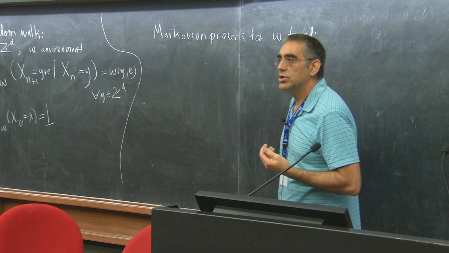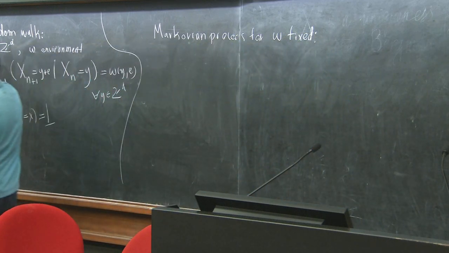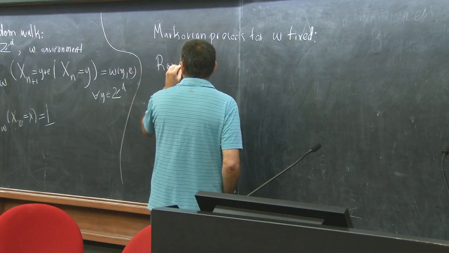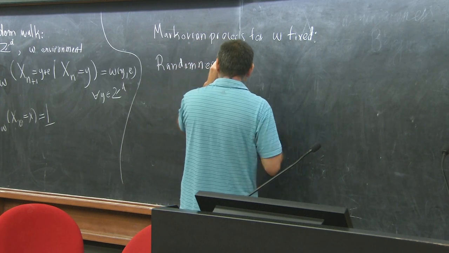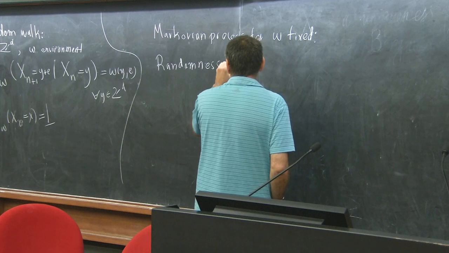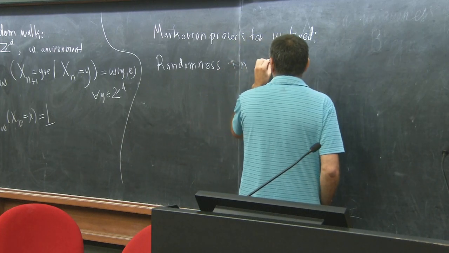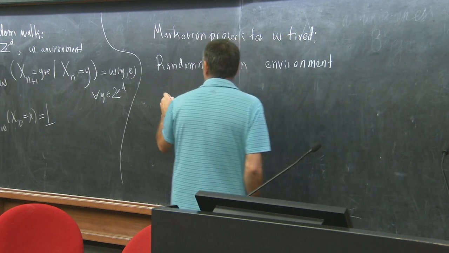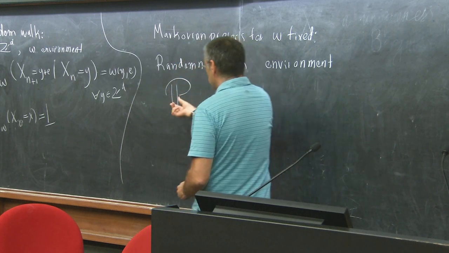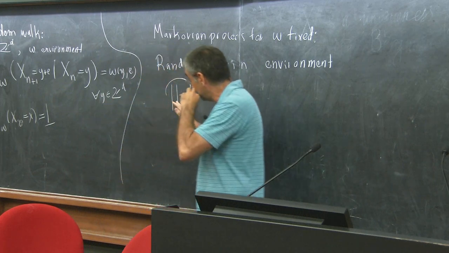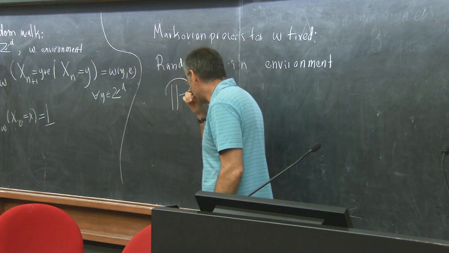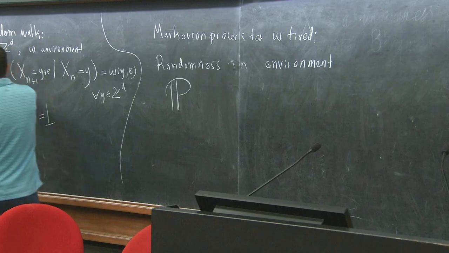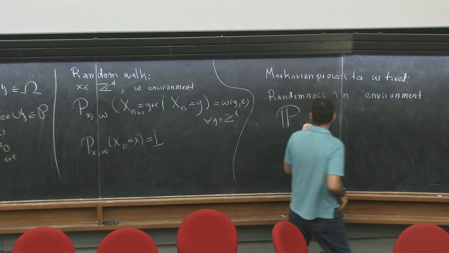What I want to do now is put some randomness on this environment. That, of course, will be modeled by defining a probability measure on the environment. I will call it P. The double bar here means that I will distinguish the probability measure on the environment, which is going to be written with a double bar, I say a P with a double bar, sorry, from the law of the random walk itself.